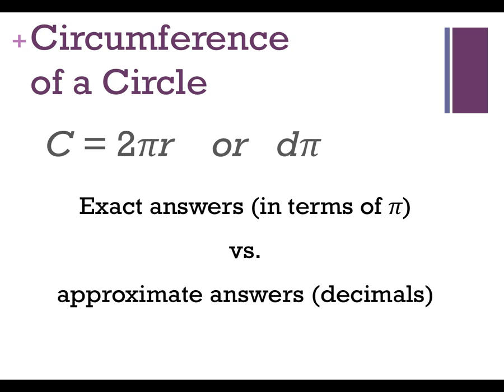Whichever one you use, however, every one of these calculations should be started with a blank formula. So you will literally write out c equals 2 pi r. Then plug in what you know and solve for what you don't know. Exact answers will have pi's in them. For approximate answers, you're going to calculate an approximate value.